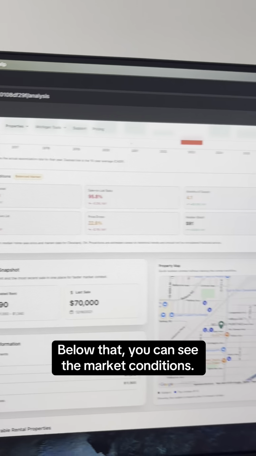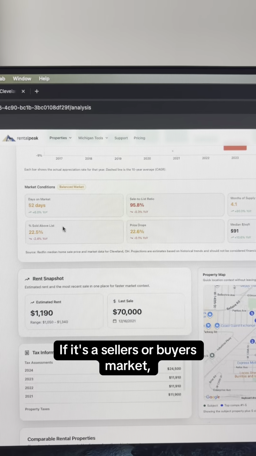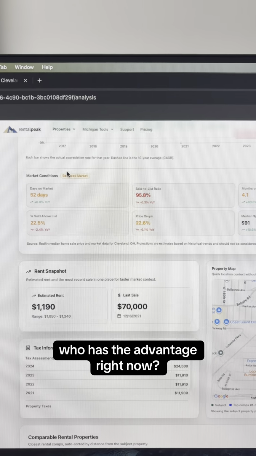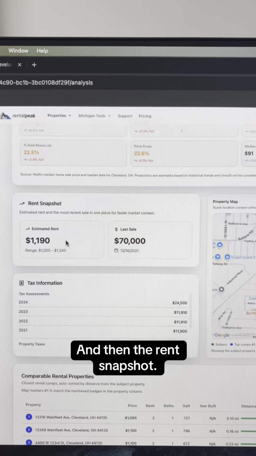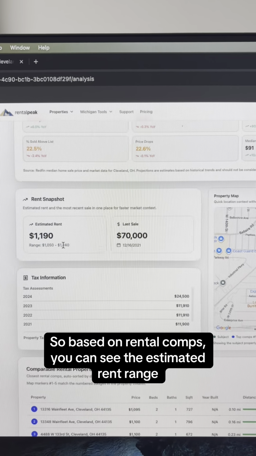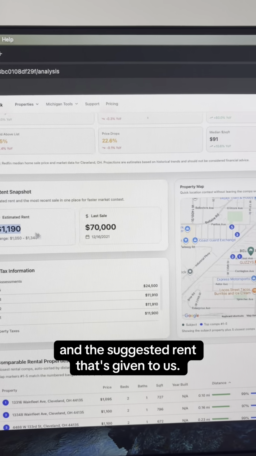Below that, you can see the market conditions, so the average days on market. If it's a seller's or buyer's market, who has the advantage right now, it just shows a balanced market. And then the rent snapshot. Based on rental comps, you can see the estimated rent range and the suggested rent that's given to us.